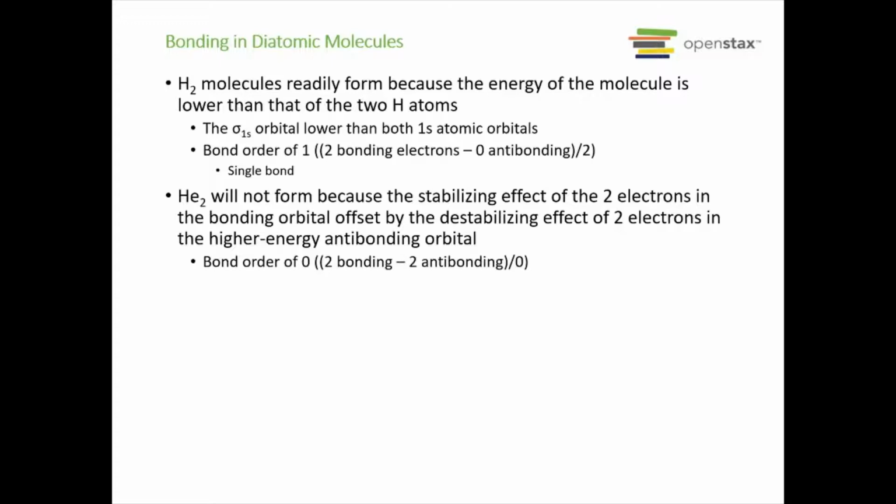He2, or dihelium, will not form because the stabilizing effect of the 2 electrons in that sigma bonding orbital gets offset by the sigma star orbital destabilizing it. And we have a bond order of 0. 2 bonding minus 2 antibonding divided by 2 is 0.